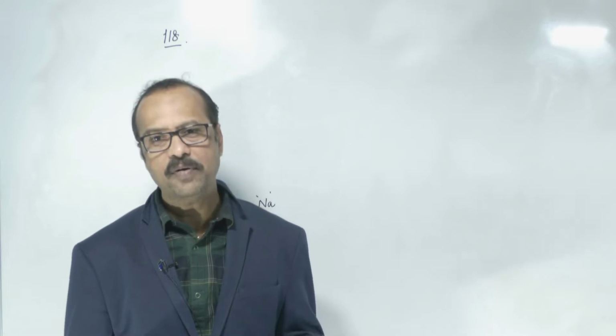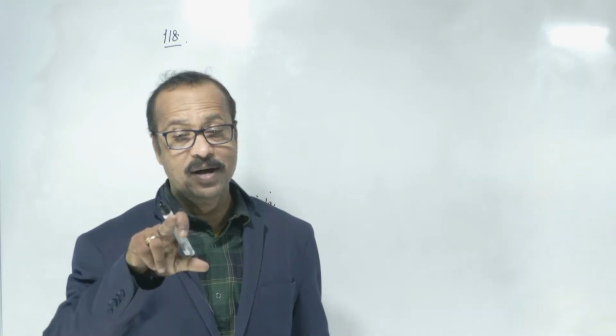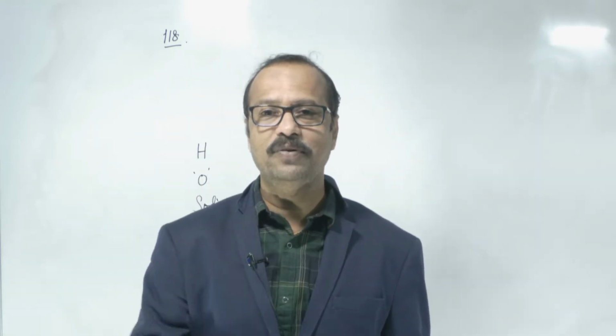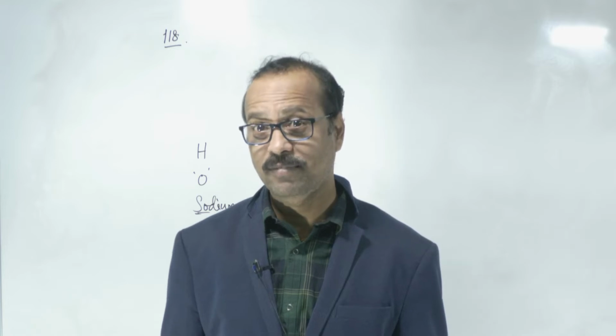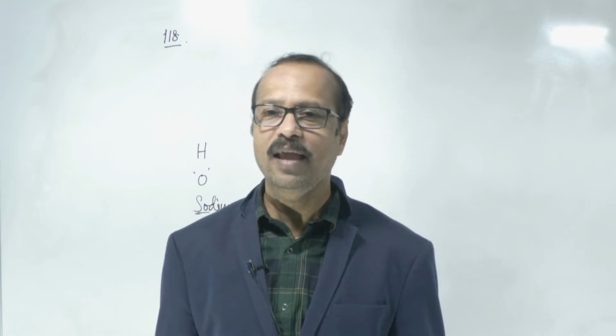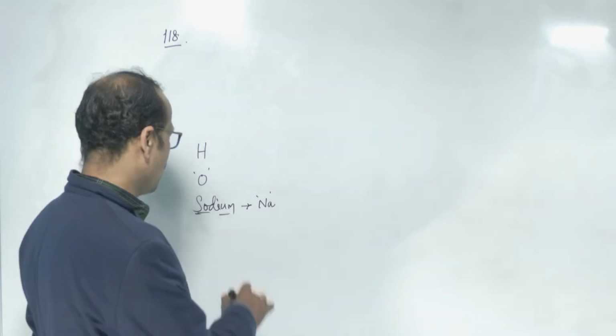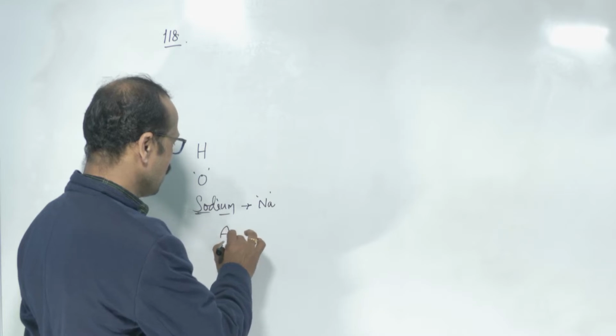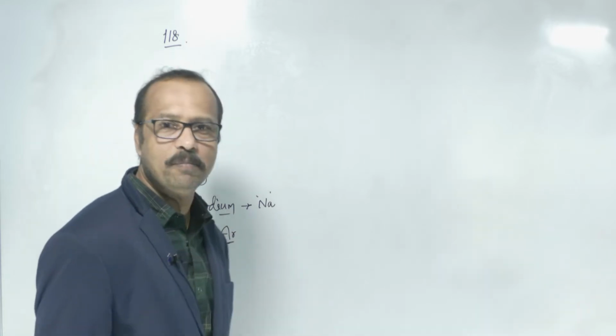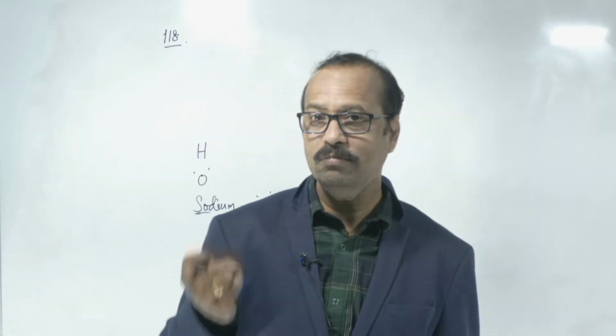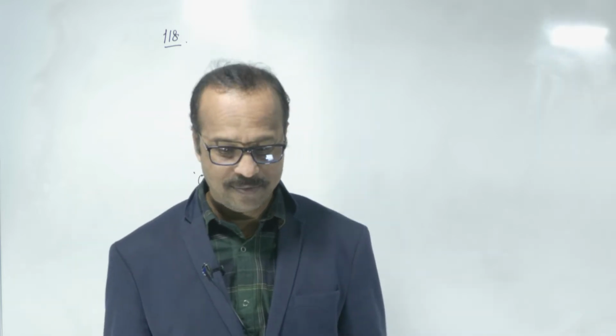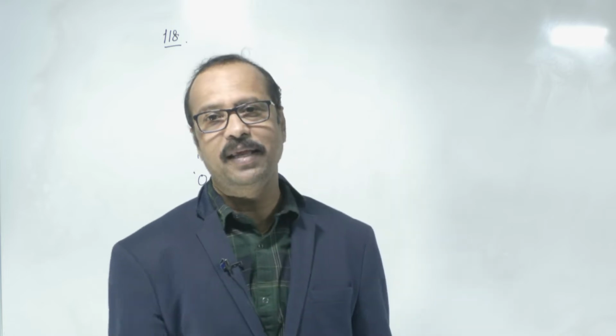Next, the symbol of argon. It is in the first 20 elements only. What is it? Ar. Very good. The argon symbol is Ar. What is the atomic number of argon? Count: hydrogen, helium, lithium, like this you count. Which element? The 18th element. So argon's atomic number is 18.